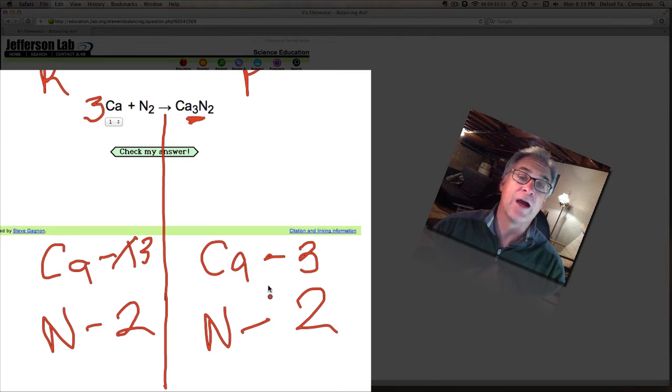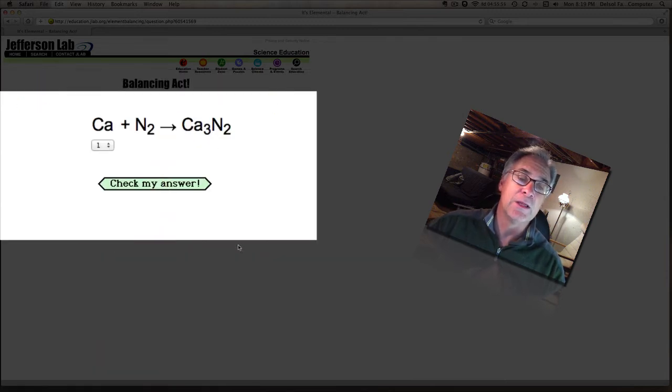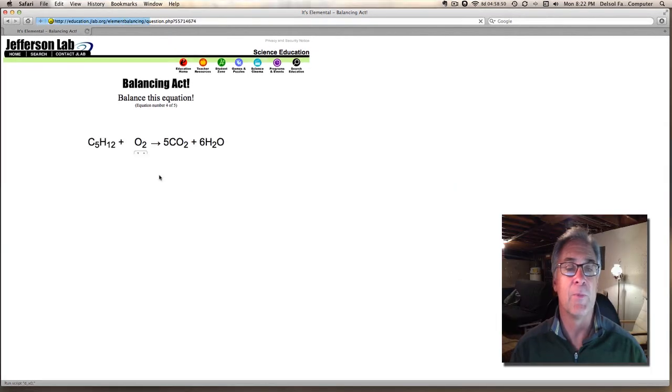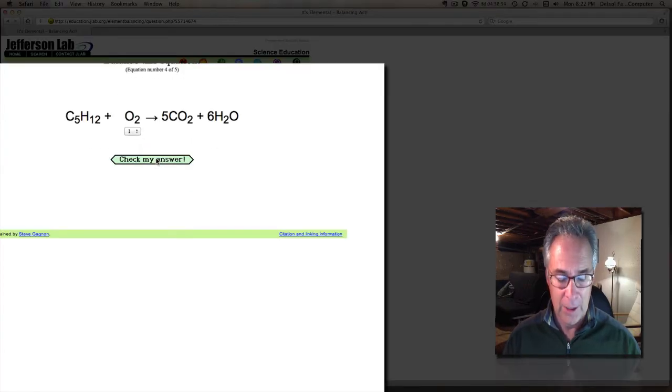So let's erase what I've got. Let's add 3 to my coefficient of calcium. So again, it's in red over here. So if you're following along, we have 3, and that will match 3 over here on this side. We have 2 nitrogens and 2 nitrogens. So let's check my answer. And sure enough, it balances. Well, let's go ahead and do another one and practice up a little bit. Here's this next one. It's a little bit more complicated.